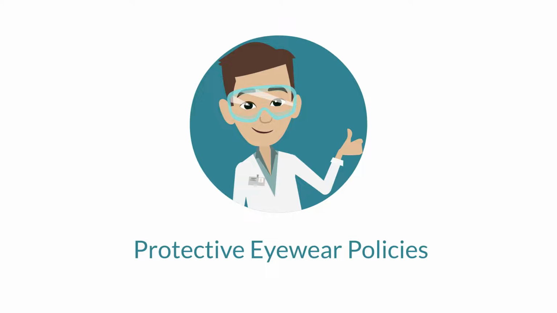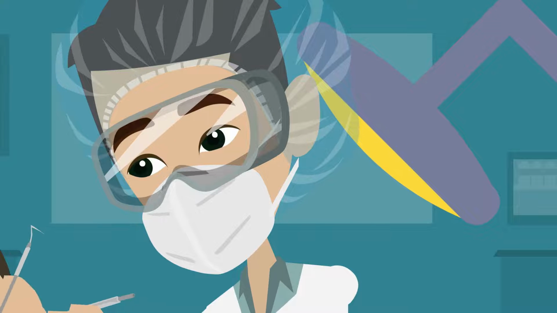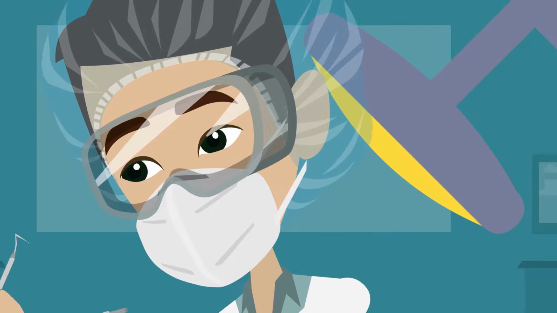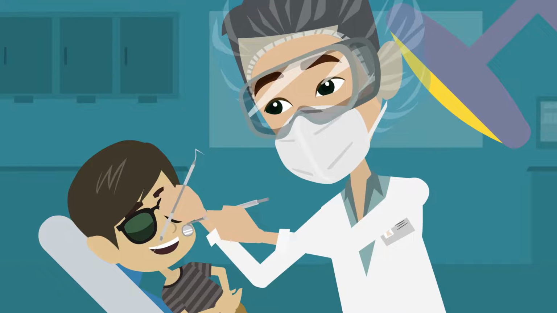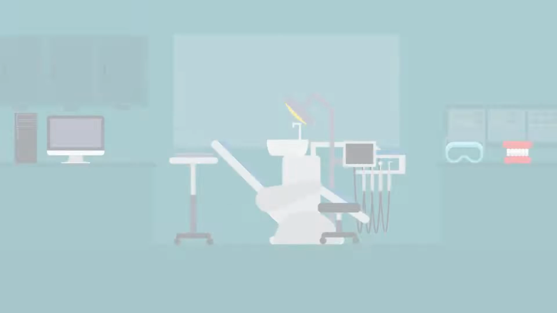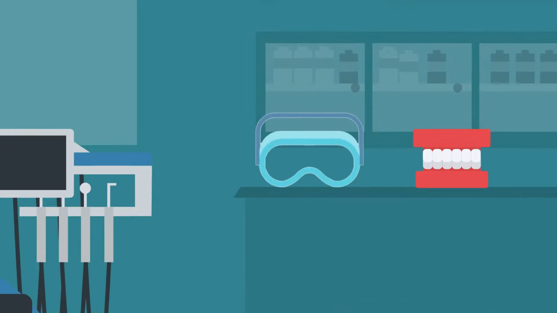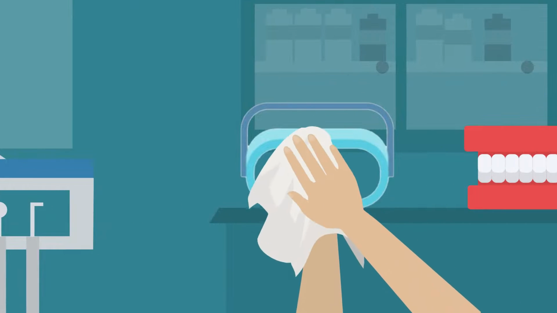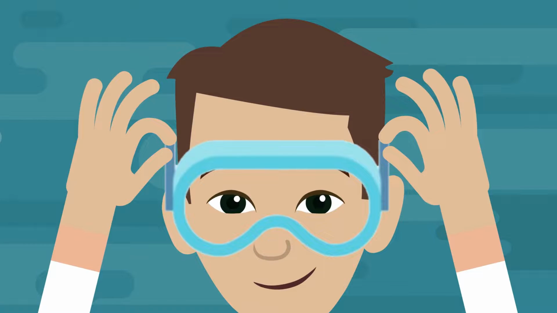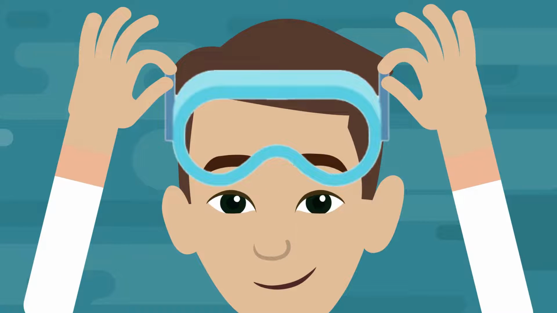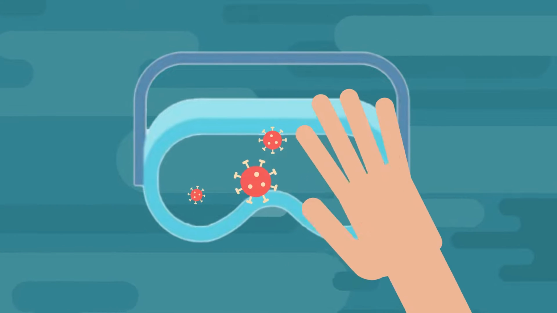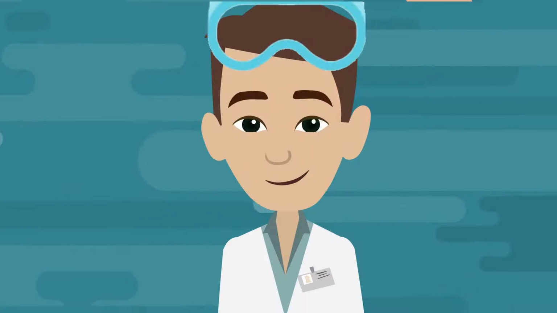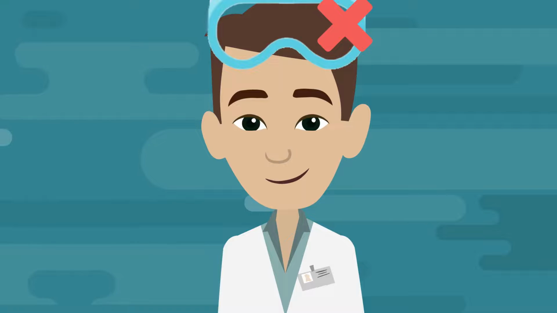Protective eyewear policies. Protective eyewear or glasses with eye shields must always be used when seeing patients. Patients must also wear sunglasses during their appointment. Eyewear is located at each workstation. Disinfect eyewear between patients. Remove the eyewear by grabbing the strap and pulling upwards and away from the head. Do not touch the front of the face shield or goggles. Eyewear is not to be worn on your head.